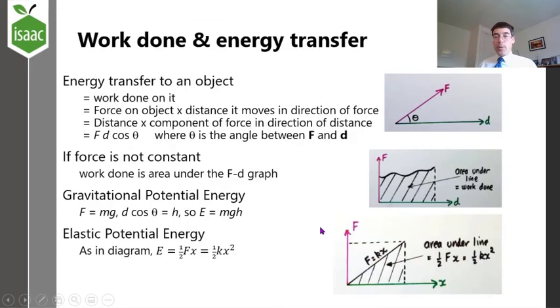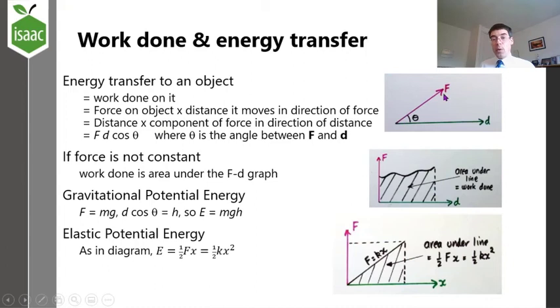The final concept we will look at is the idea of energy and work done. The energy transfer to an object by a force is called the work done on it, and is equal to the force on the object multiplied by the distance that it moves in the direction of the force. Another way of putting it is that the work done is the distance times the component of the force that is in the direction of the distance it moves.